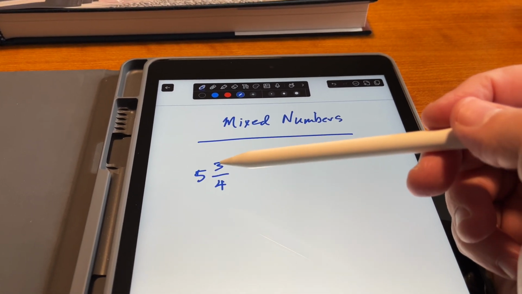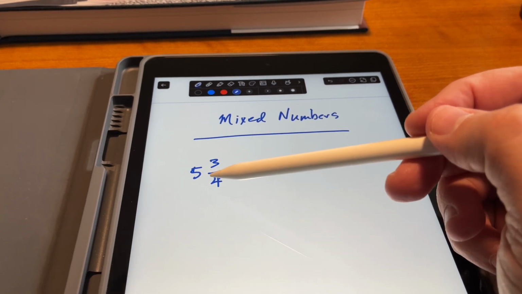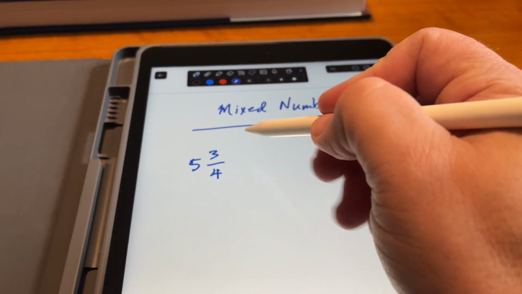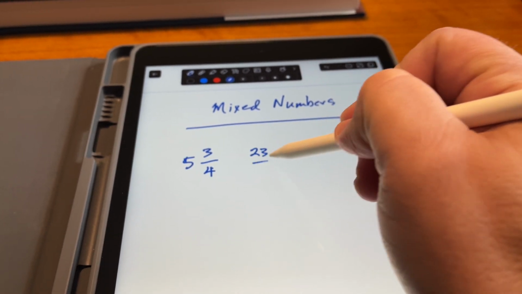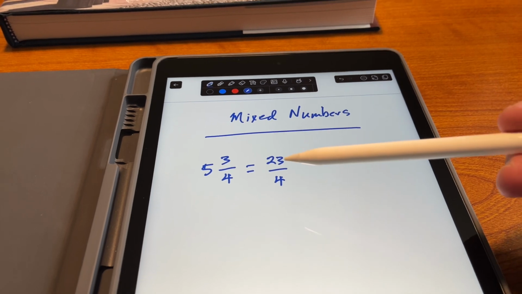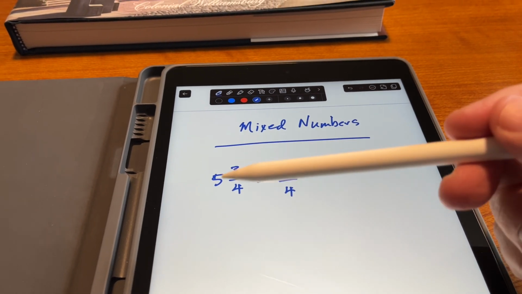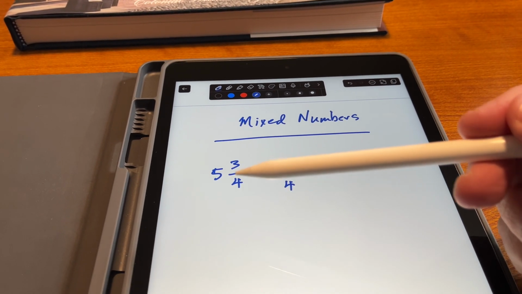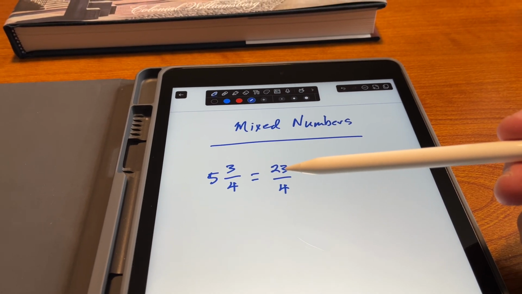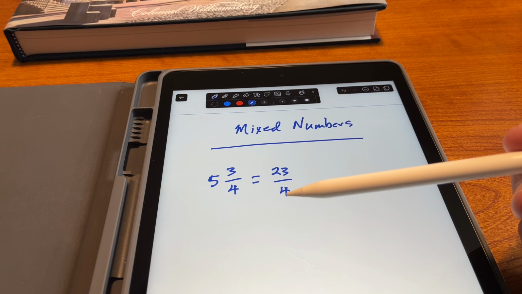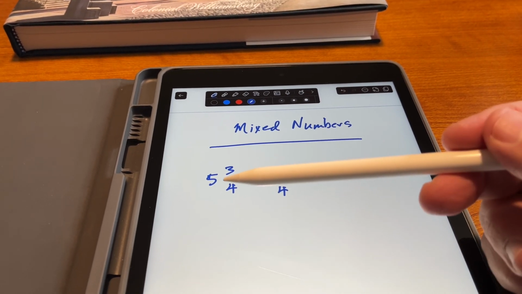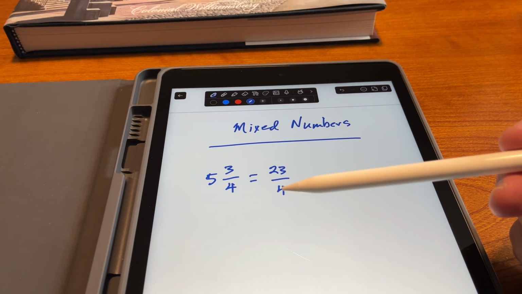But how you would do that is you would do 5 times 4, which is 20, and then add 3, which gives us 23. And we're going to write that over 4. So these are equivalent. So 23/4 is the same thing as 5 3/4. So 5 times 4 is 20, plus 3 more is 23. That's how I got the 23. And then it's over 4 because that's the denominator here. So you could go from mixed number to fraction.